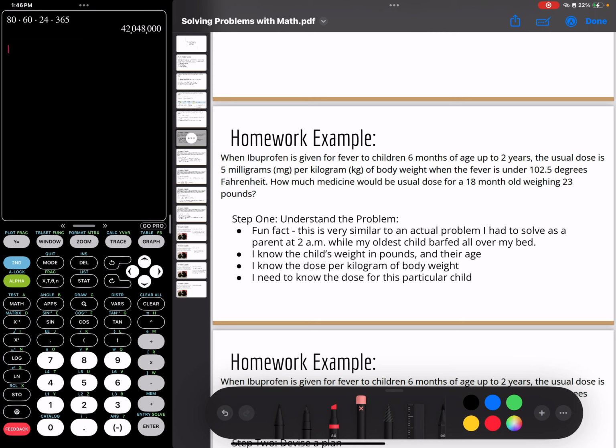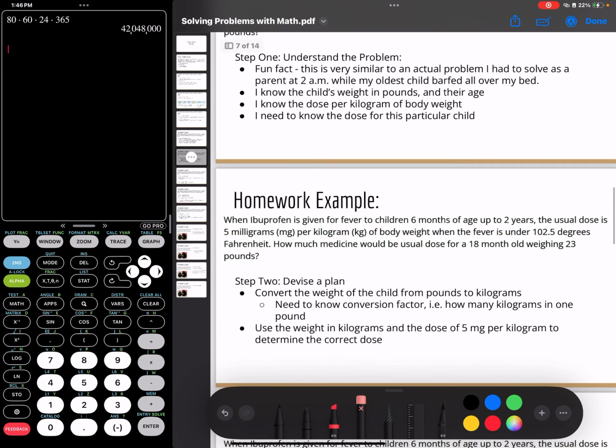All right. So I know the child's weight in pounds and their age. I know the dose per kilogram of body weight. And I need to know the dose for this particular child. So that's the problem I have. I'm just setting up the stuff that I know and that I need to know so that I can understand the problem.